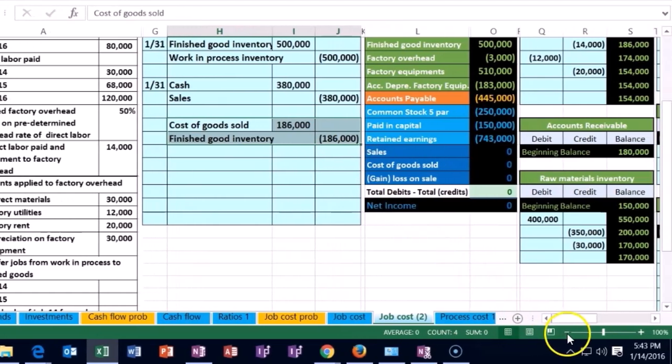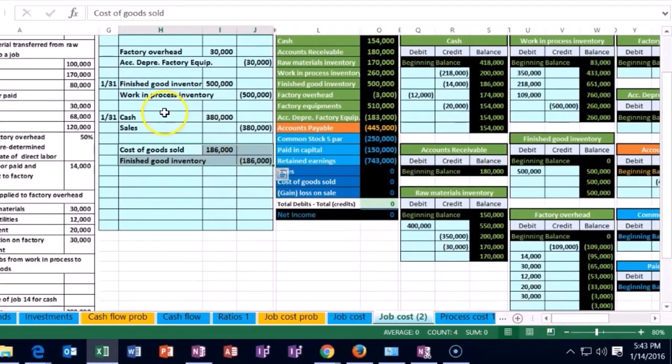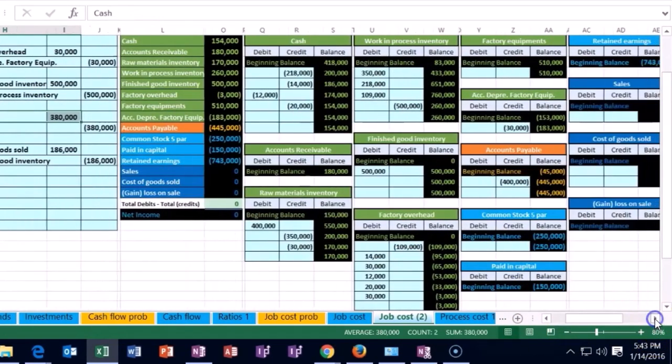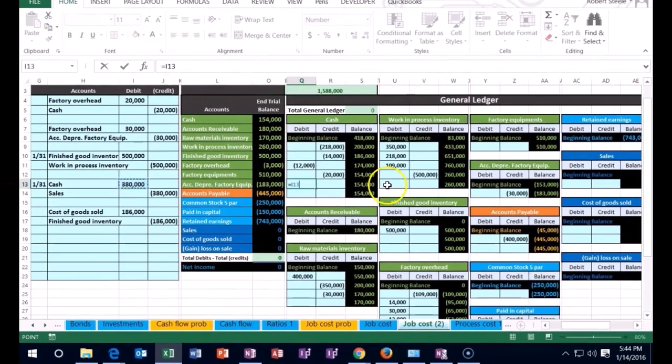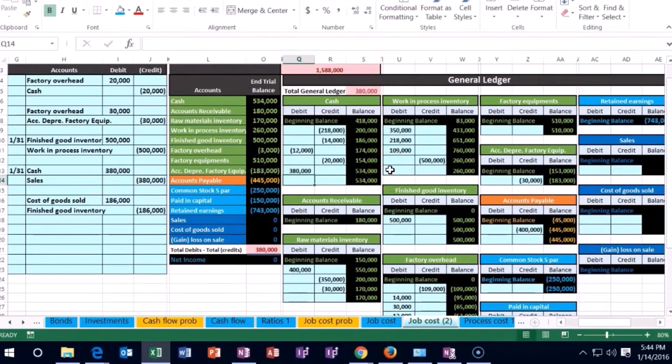So I'm going to make this smaller, back down to 80. We're going to post this out. We're going to post cash first. Scroll over here a bit. So here's cash. Here's cash on the trial balance. We are in the debit side, so we are in Q13, and point to the cash of the 380, bringing our balance back up to 534.